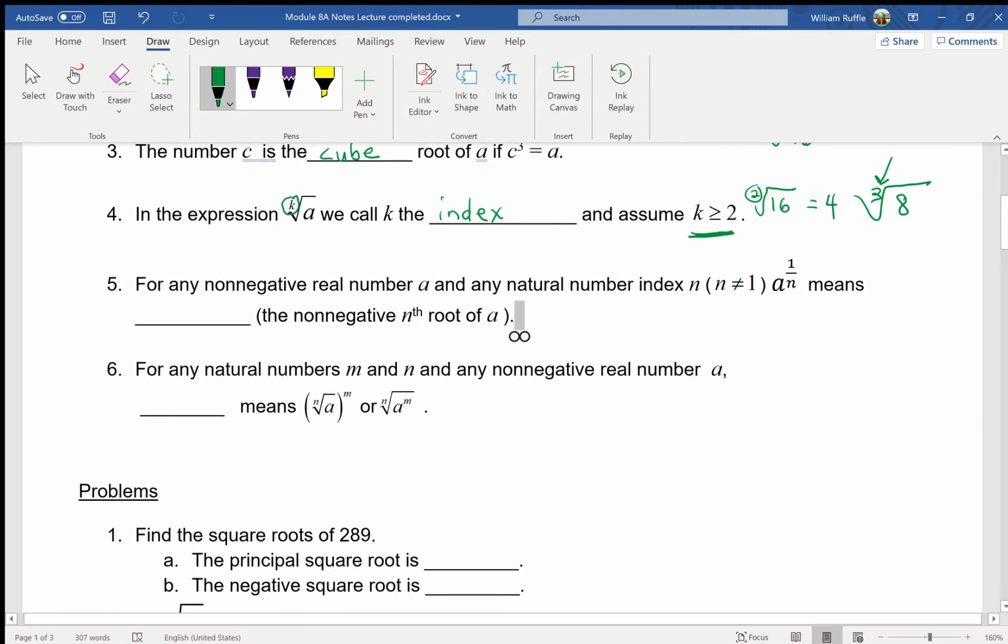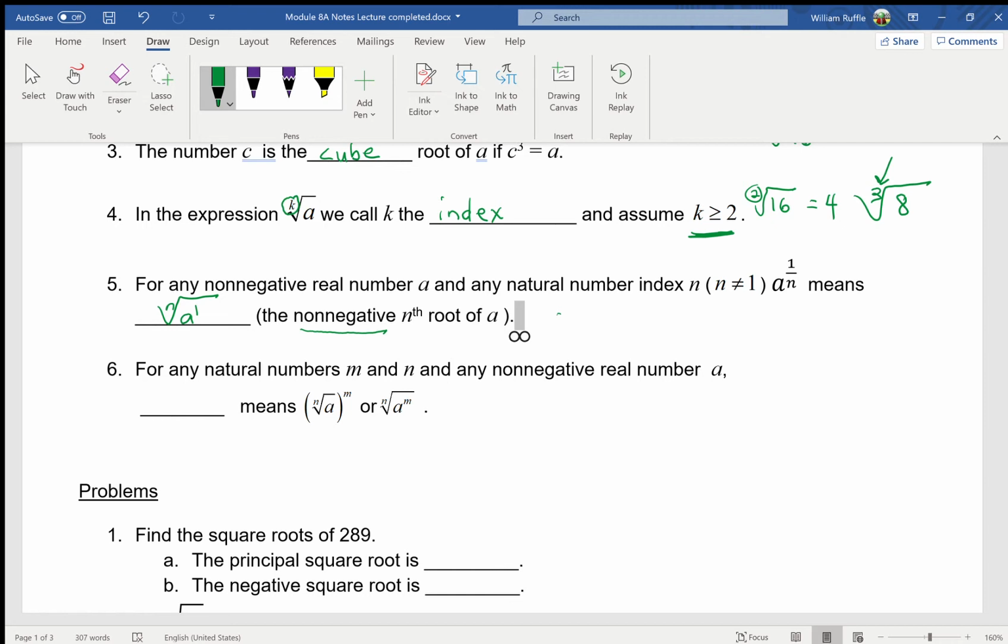Okay. For any non-negative real number a, and any natural number n where n cannot equal 1, a to the 1 over n means the nth root of a to the first power. This is something we'll be playing around with quite a bit. Okay. So the non-negative nth root of a. And they always say non-negative because they want to try to make sure everything's positive.